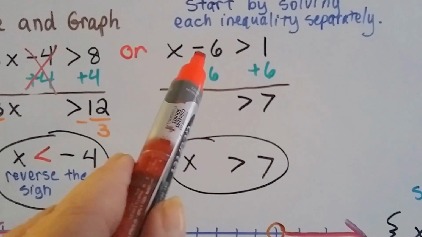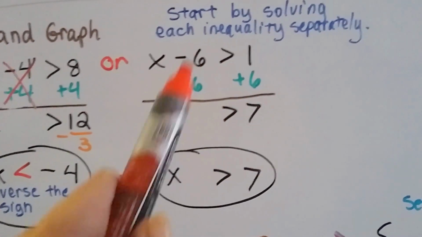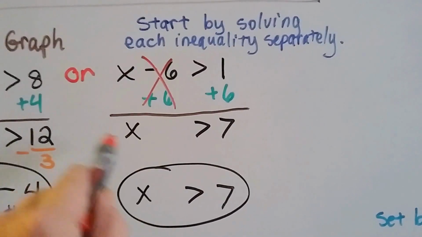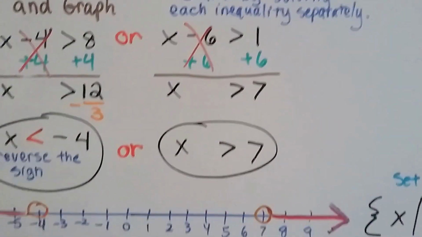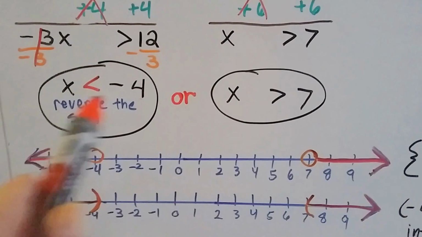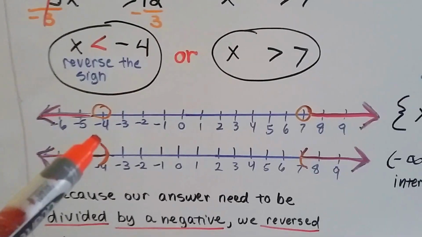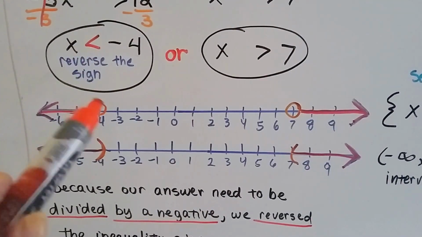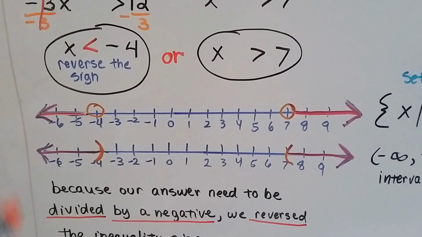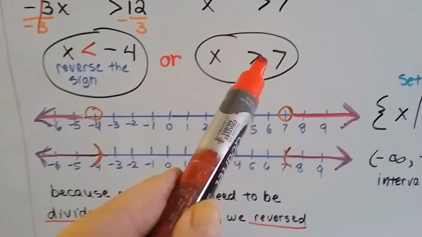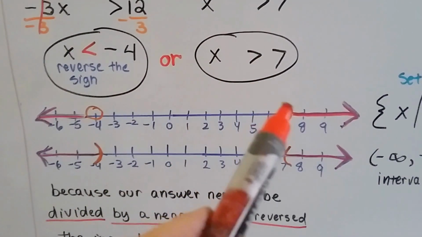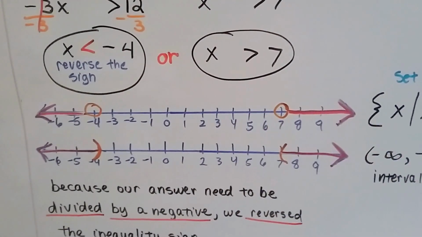On this side, because it's got a -6, we can add 6 to each side. That one's easy. That creates a zero pair here, and we have x is greater than 7. Now this is our solution, see? And because it doesn't include -4, we've got an open circle, and then it goes towards negative infinity. And because it doesn't include 7, but it's greater than it, we put an open circle on the 7, and it goes towards positive infinity.